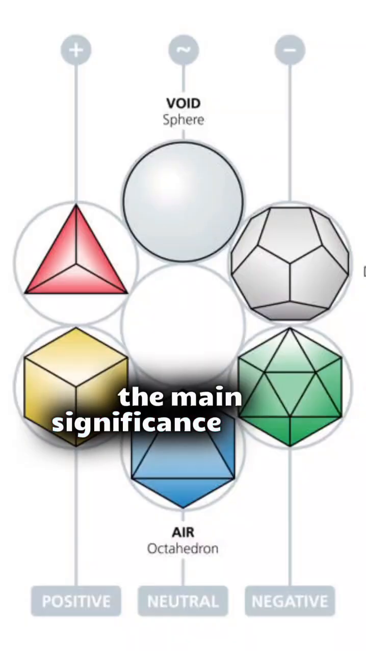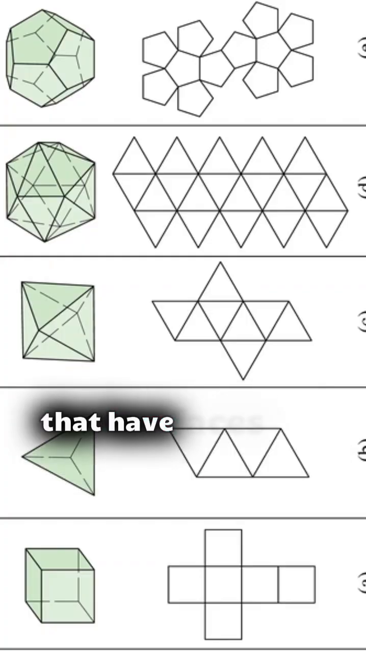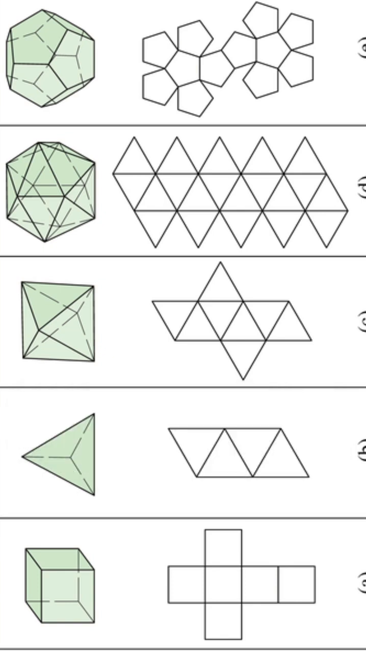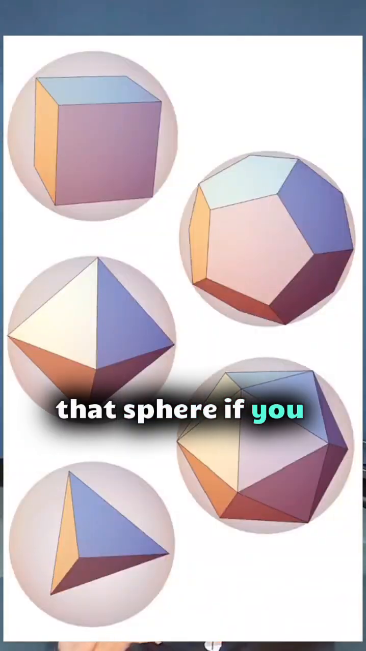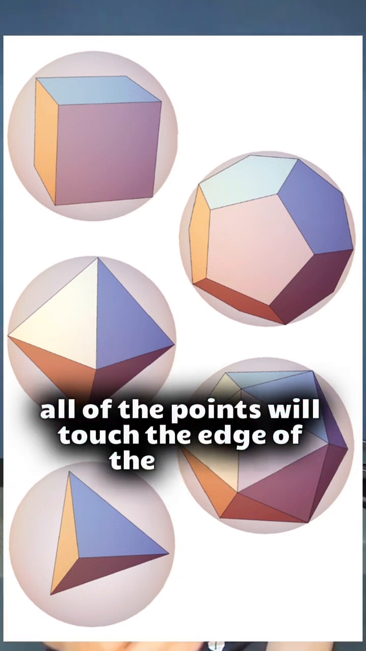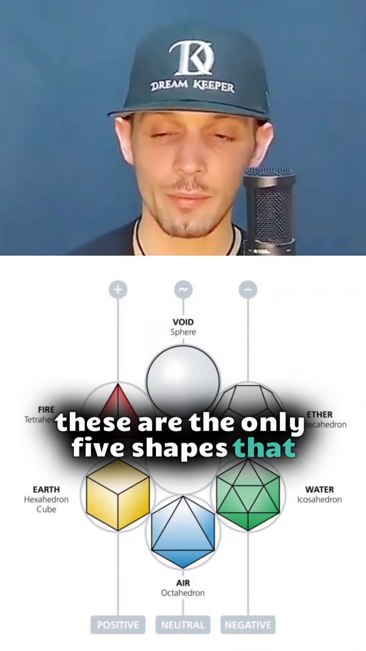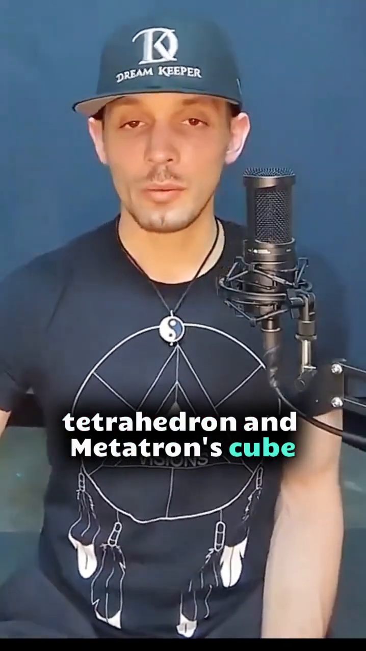The main significance of the Platonic solids is that they're the only shapes in existence that have faces that are all the same size, edges that are all the same length, and angles that are all the same degree. If you put it inside of a sphere, like we were talking about, the perfect shape of unity, all of the points will touch the edge of the sphere. These are the only 5 shapes that meet that. And then extensions of these shapes come in the form of the star tetrahedron and Metatron's cube, which we will get into.